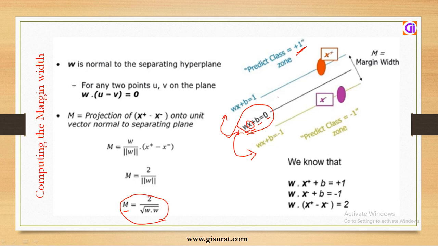Okay. And after that, हम लोगों ने इसको और कुछ solve करने की try की थी, and finally we had this formula. Margin is equal to 2 upon root of W into W. Guys, यहाँ तक कोई problem हो तो आप बोल सकते हैं. That's nothing but the margin width.